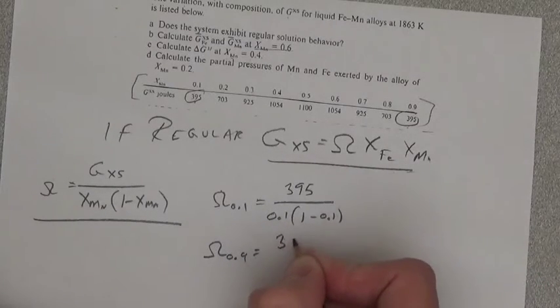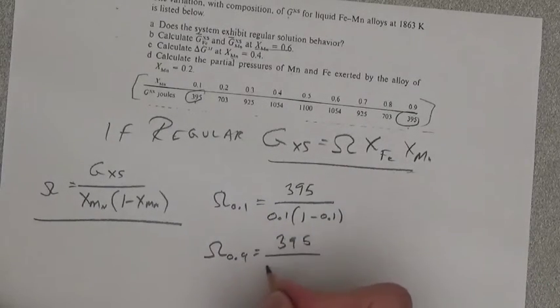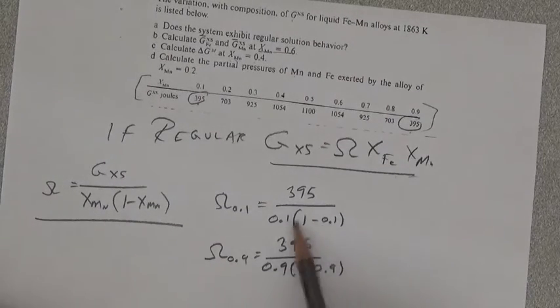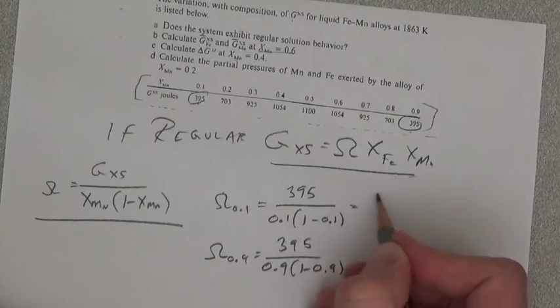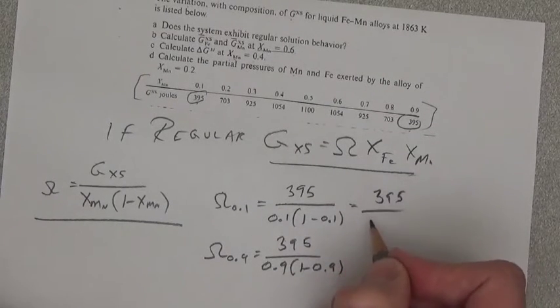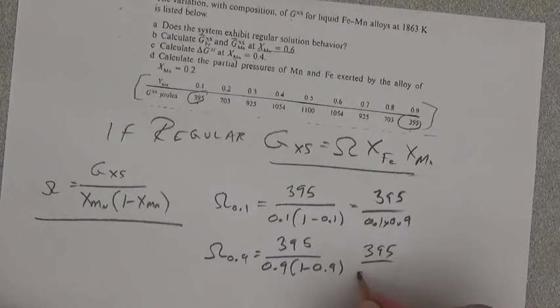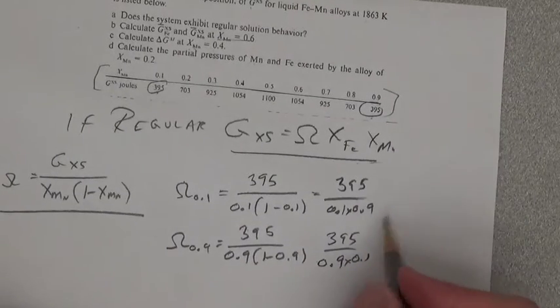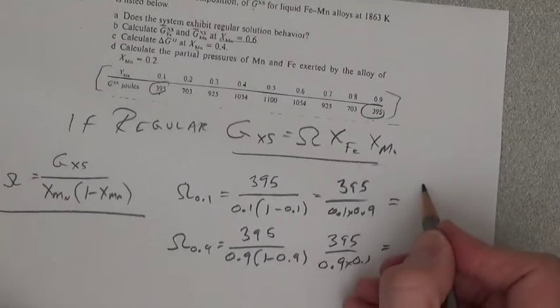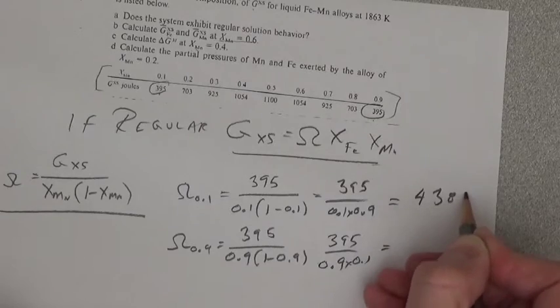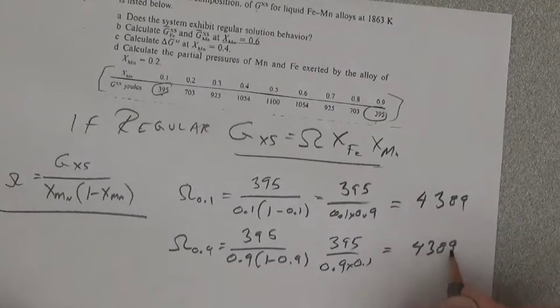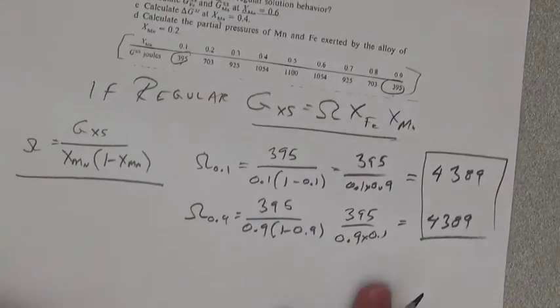And this is times 0.9, 1 minus 0.9. So it turns out that it is 395 over 0.1 times 0.9, and 395 over 0.9 times 0.1. These two are equal, and they're equal to 4389. Great. But those are on the two ends.